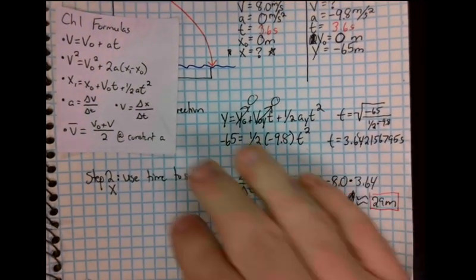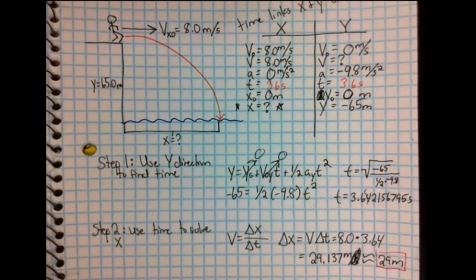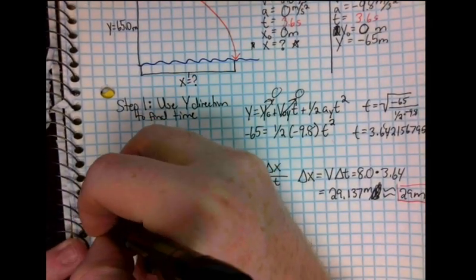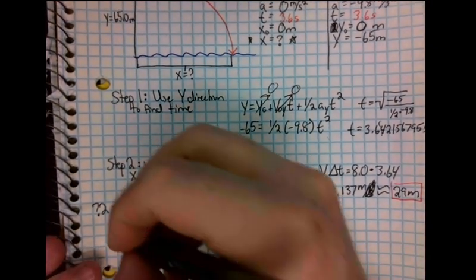If you run off of this cliff that's 65 meters high at a speed of 8 meters a second, you should land 29 meters away, assuming that there are no other forces or factors at play there. Now I'm going to ask a second question.